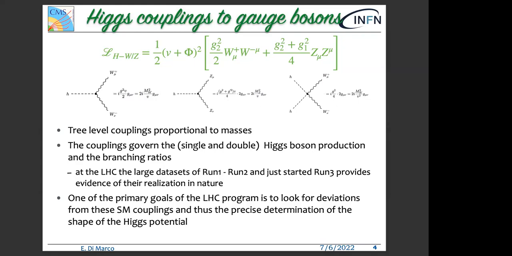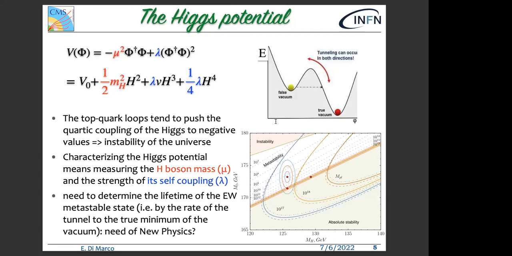So to look for deviations from the standard model prediction of these couplings here. In particular, there will be dedicated talks on it. One of the big picture topics, especially from CMS and data in the future, would be to determine the shape of the Higgs potential.